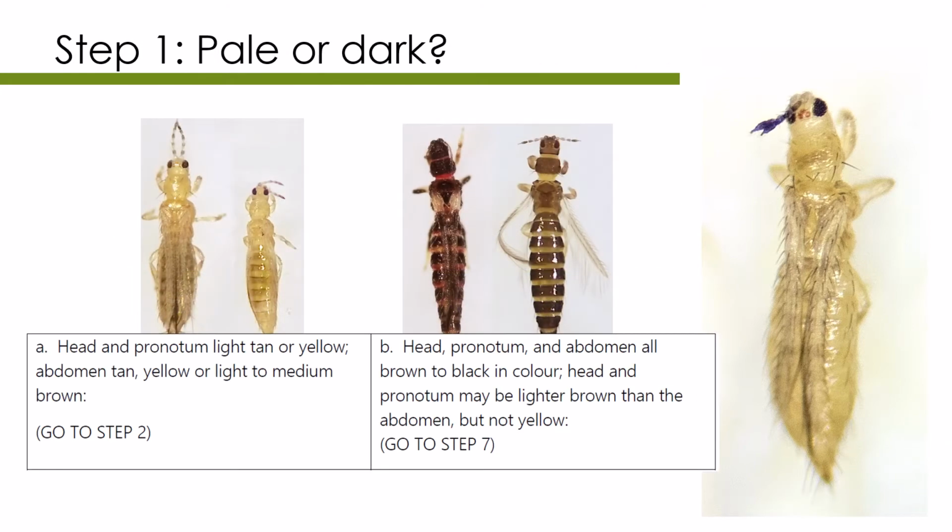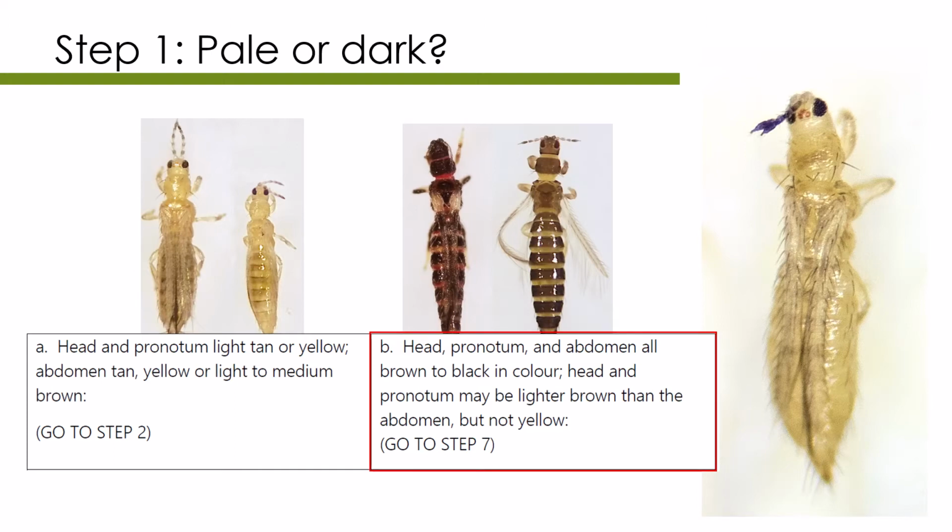The first step is asking us whether we have a pale or dark colored thrips. Option A says that the head and pronotum are light tan or yellow. The abdomen is either pale yellow, tan, or light to medium brown. Now we can immediately tell that this is true of our mystery thrips, but it's always a good idea to read the second option as well.